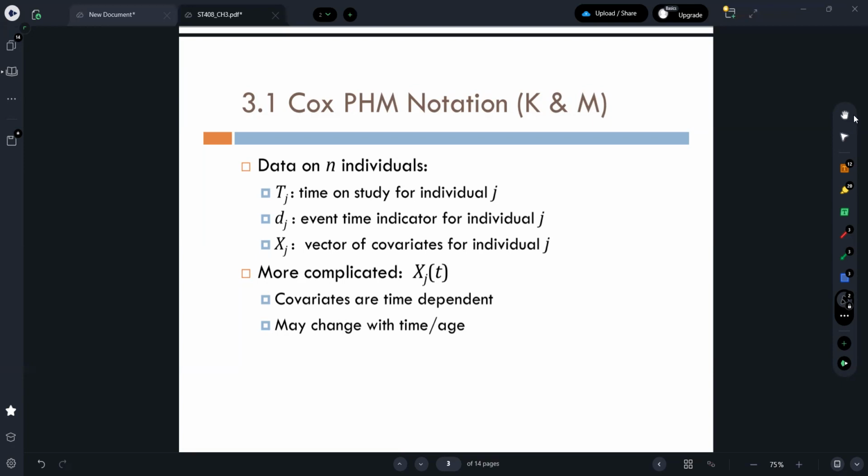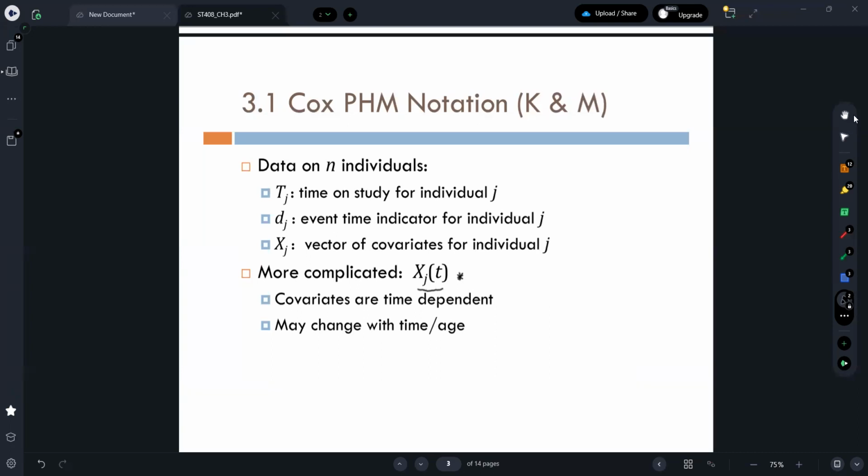Sometimes, if these covariates depend on time, we go for xj(t), so your x becomes a function of t. These are called the time-dependent Cox model, or extensions of the Cox model. We look at this more complicated model in chapter 5.